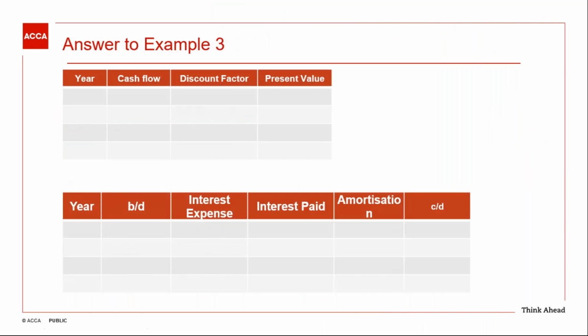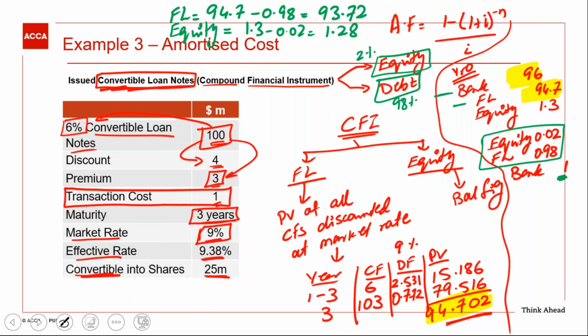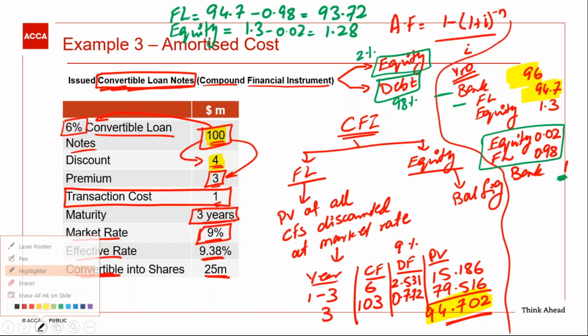Ram Ratan is saying, I can't get the value in the bank. Ram Ratan, the value in the bank is simple. It was the par value of 100 minus the discount of 4. The par value of 100 minus the discount of 4 is the value which we record in the bank balance.